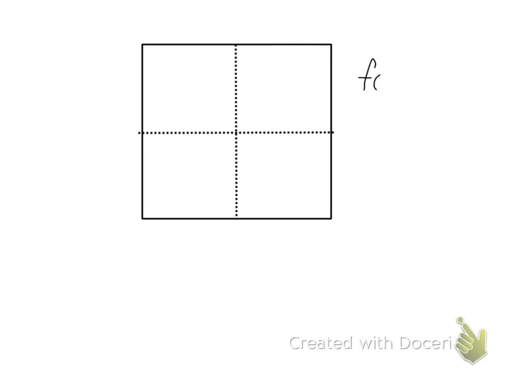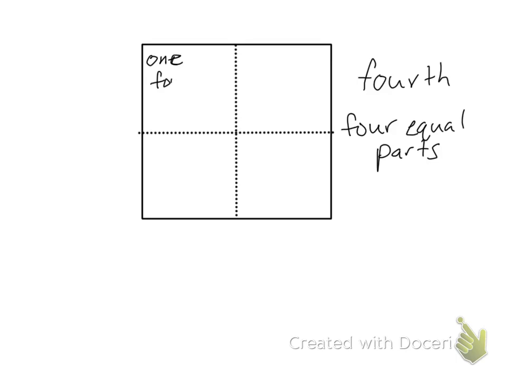The word fourth means 4 equal parts. Okay, so we call each of these parts 1/4 of the whole shape. Okay, we can write 1/4 another way. We can write it as 1 part out of 4.